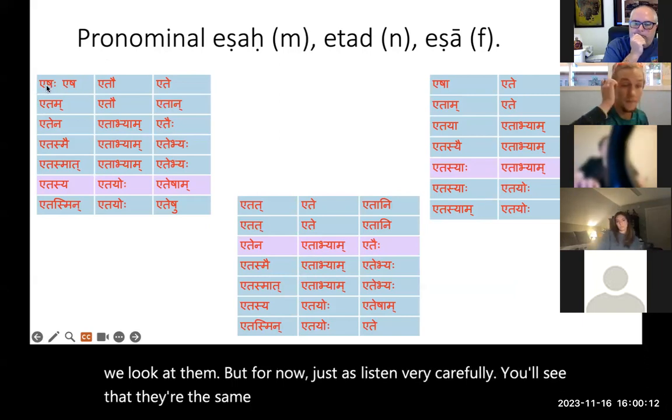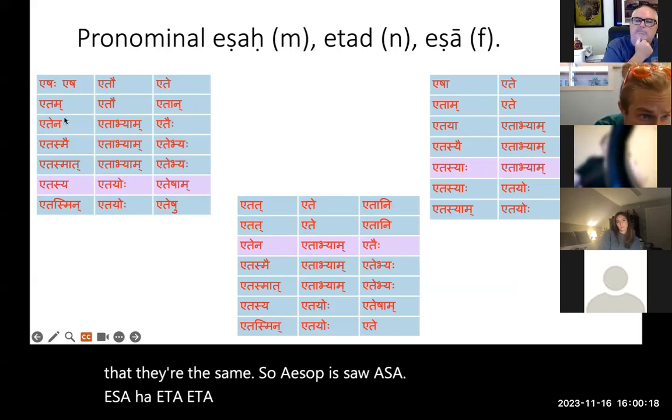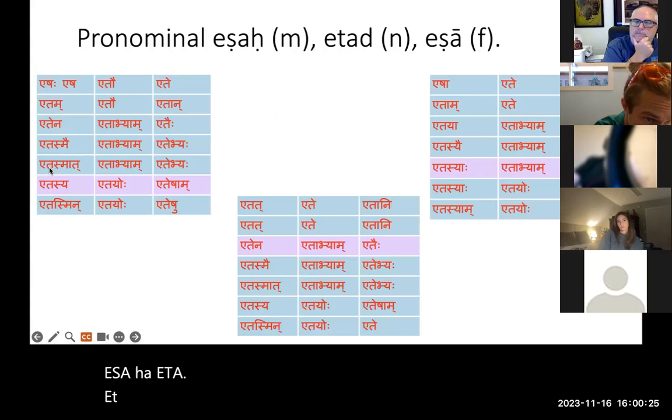Esa sa. Esa ha etau ete, etam etau etan, etena etabhyam etaih, etasmai etabhyam etebhyah, etasmat etabhyam etebhyah, etasya etayoh etesham etasmin etayoh eteshu.